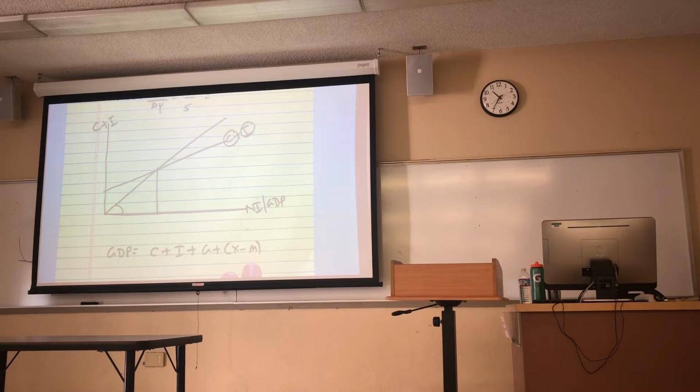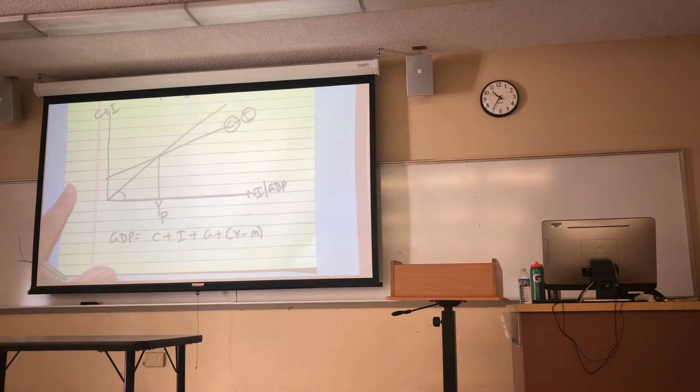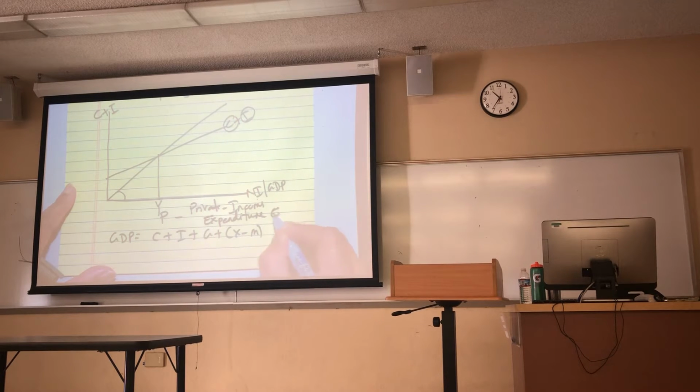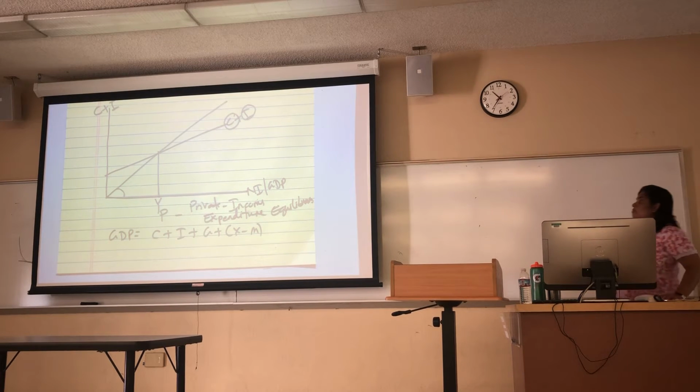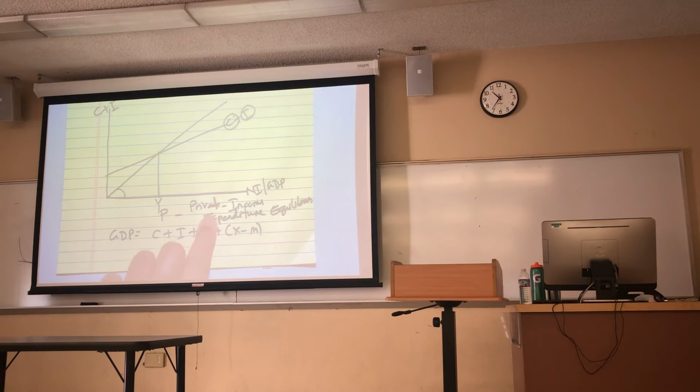So leaving the foreign sector aside for right now, this equilibrium right here, there's a term that we use for that. So let's call that YP. And YP means this is called the private income expenditure equilibrium. Okay? So if you only look at the expenditures by the private sector, private consumers and businesses, we get a certain level of national income. So that level of GDP or national income is called the private income expenditure equilibrium. Okay? So that is the national income we get when we are only looking at the economy in terms of the private sector, C plus I.